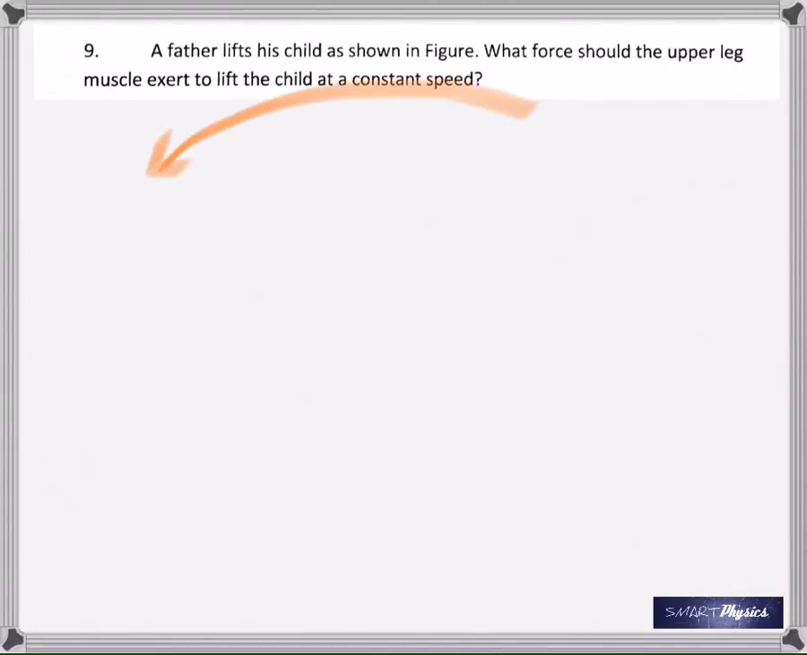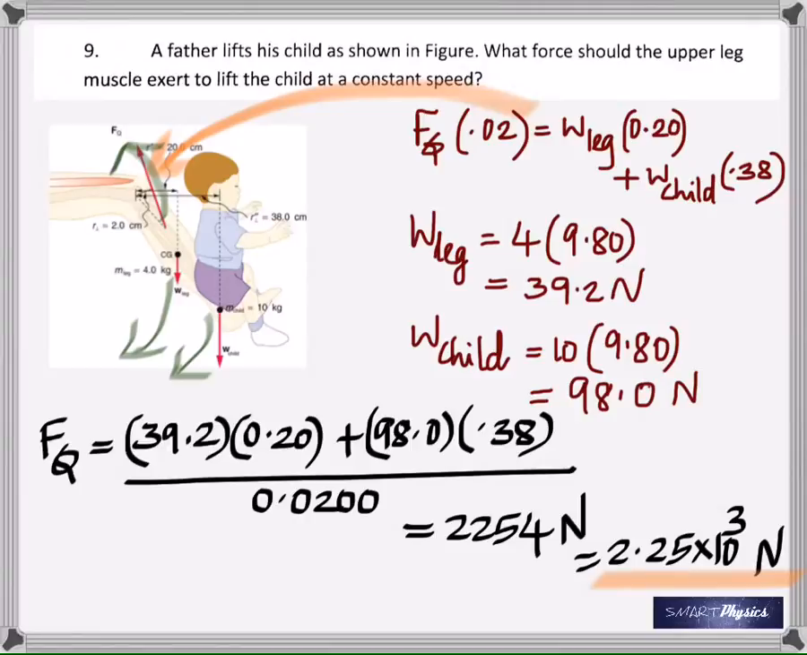Now again, there's a figure here. Father lifts a child as shown in the figure. What force should the upper leg muscle exert to lift the child at a constant speed? Now constant speed means no acceleration. That means the net force is 0. Okay, that's understood. And again, I have to show you the diagram. So here it is.